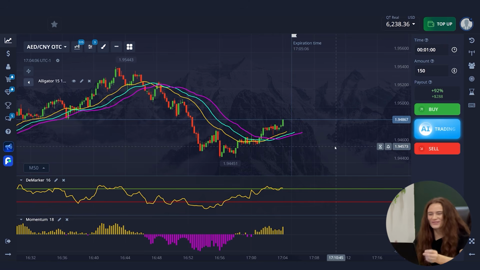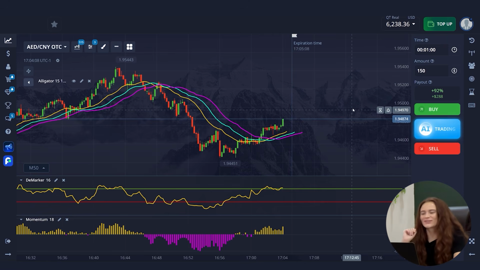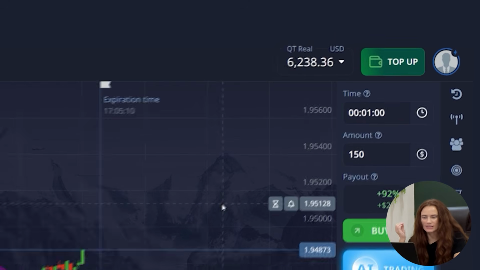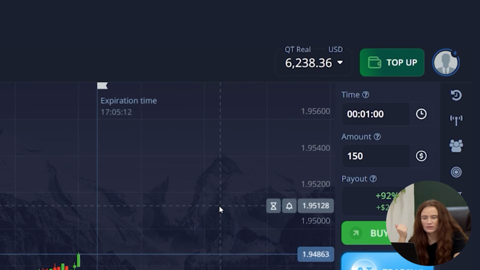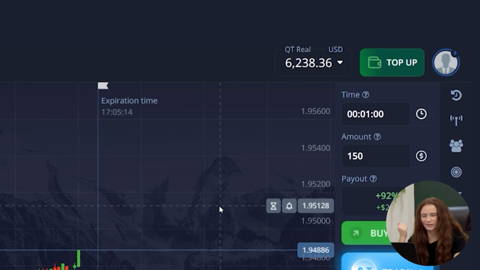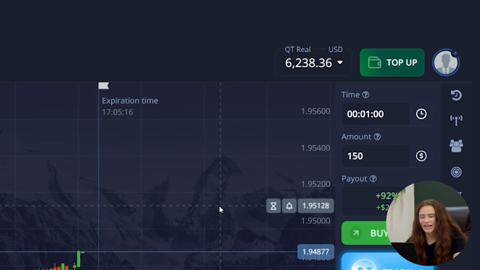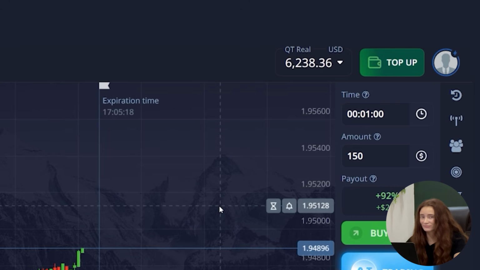And super! The first trade is profitable. So now my capital increased to $6,238. Not a bad start of a session, right? But I want to get even more. And there are still a couple of trades ahead, so let's continue.